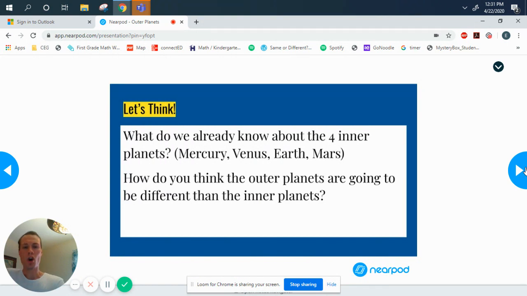So what do we already know about the 4 inner planets, Mercury, Venus, Earth, and Mars? And how do we think the outer planets are going to be different from the inner planets? Last time, we talked about how the inner planets are made out of rocks and metals. We call them terrestrial. They're also all relatively small compared to the other planets, and they don't have very many moons. Only 2 of the planets, Earth and Mars, even have any moons. So the second part, how do you think the outer planets are going to be different from the inner planets?